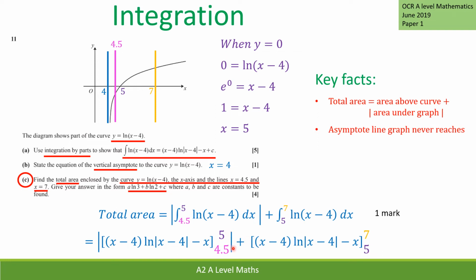Next, we need to substitute in the values. So I can substitute in 5, which is the top limit, first. So substitute for x to be 5, and then I'm going to substitute x to be 4.5, but I'm going to subtract the answer when I put in the 4.5. So it's the 5 one first, take away 4.5. Then I'm going to add on the answer for 7 substituted in, take away 5. Remember to put your modulus signs on here because this answer will turn out to be negative, and we need to make it positive. Press pause if you want to have a little bit of time to think about it and try and work it out ahead of where we're going.